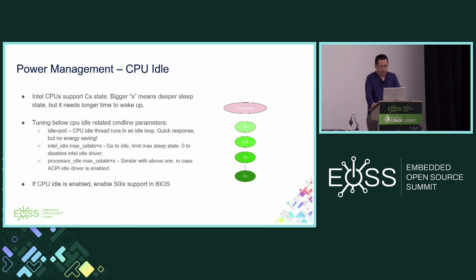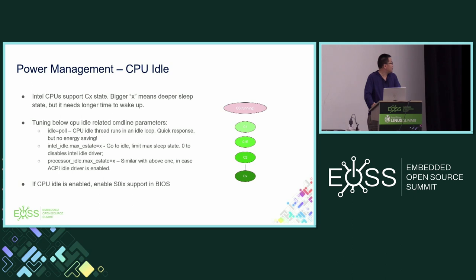These CPU idle related command line parameters could be tuned and adjusted for better performance. The first one is idle=poll. CPU hardware idle will be disabled because the CPU idle thread is in a loop. It doesn't enter a hardware idle state. This way, its performance is the best. Its response time is best, but it can't save power.